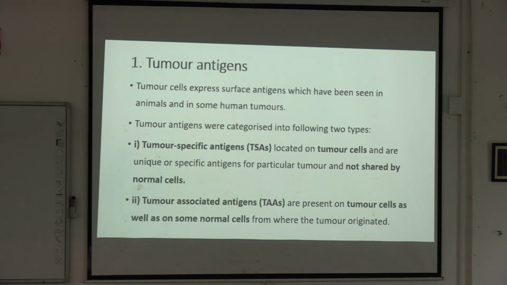First is tumor antigen. Tumor cells express surface antigens, which have been seen in animals and some human tumors. Number 1 is tumor-specific antigen, located on tumor cells, unique or specific for a particular tumor and not shared by normal cells. Second is tumor-associated antigen, present on tumor cells as well as on some normal cells from where the tumor originated.